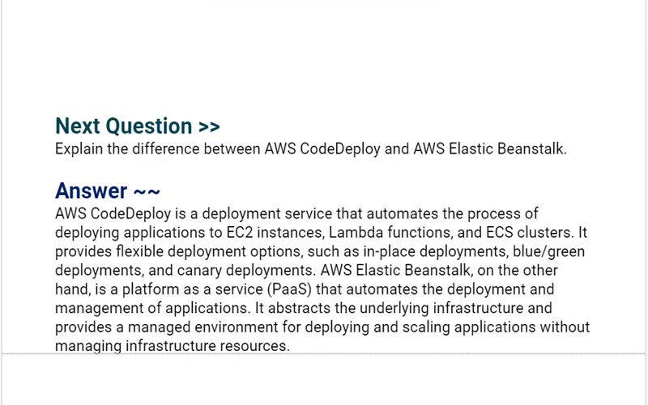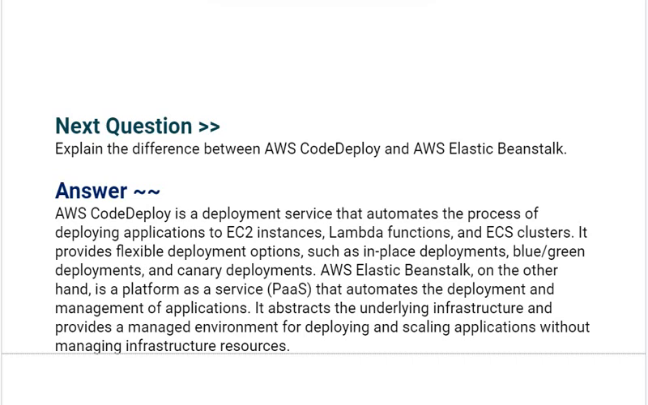Our next interview question is: explain the difference between AWS CodeDeploy and AWS Elastic Beanstalk. Your answer should be: AWS CodeDeploy is a deployment service that automates the process of deploying applications to EC2 instances, Lambda functions, and ECS clusters. It provides flexible deployment options such as in-place deployments, blue-green deployments, and canary deployments.